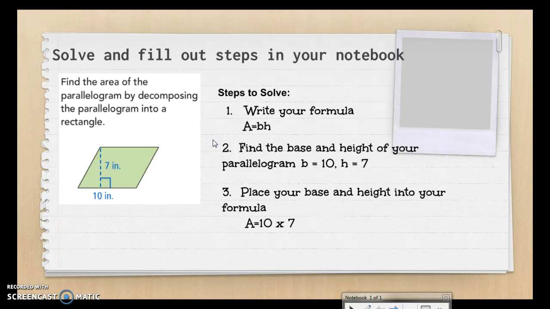Step 3. Place your base and height into the formula that you've already written. So, you're not just going to go 10 times 7. You need to write your formula again. Just replace your B and H with your numbers that you know. Alright, let's keep going. Last step, my favorite step, solve for A. If you multiply 10 inches times 7 inches, you will have 70 inches squared, and it will also look like this.